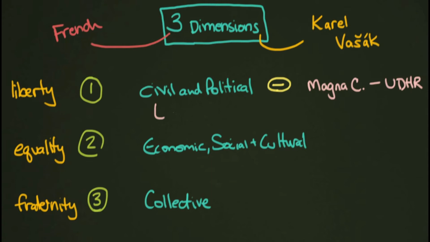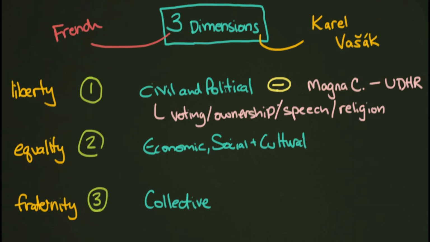So we're talking about things like voting, even very basic things like ownership, whether you're able to own things in a society, things like speech, and even things like religion. So lots and lots of different stuff, and we're going to dive into the details of these in individual lessons about each different dimension. So we've got that.